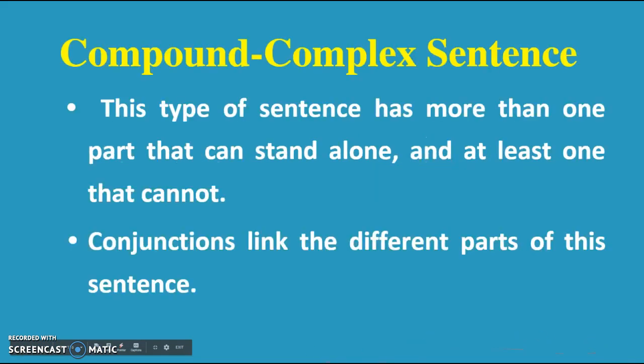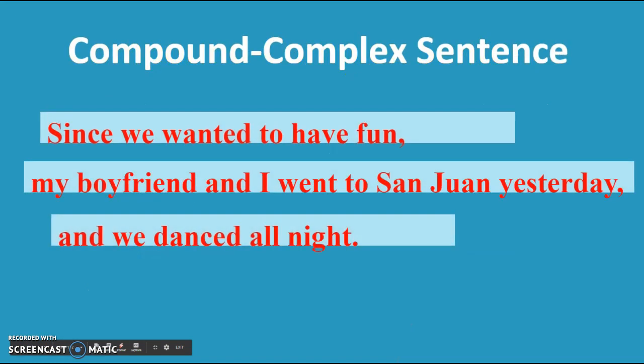So a compound complex sentence is the type of sentence that has more than one, that's the key, more than one part that can stand alone. So we're joining many simple sentences together. They can all stand alone, but we're joining them together with conjunctions. But sometimes one cannot. So most of the time it's many simple sentences joined together, but sometimes one part of the sentence cannot stand alone. Conjunctions link all these different parts of sentences together. So it's like many, many sentences joined together. So let's look at what this might look like.